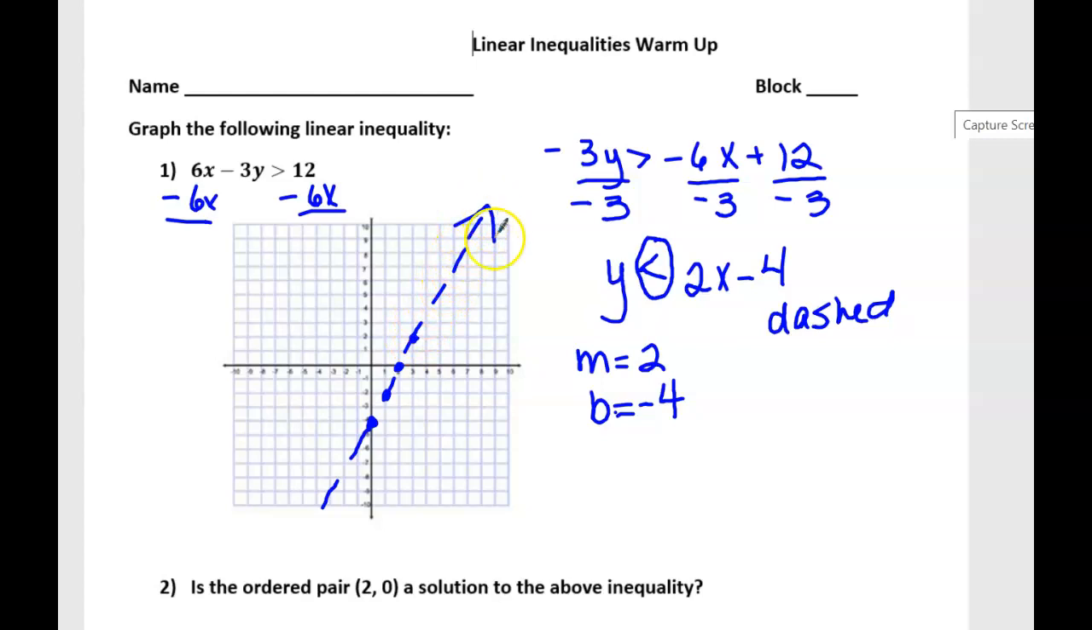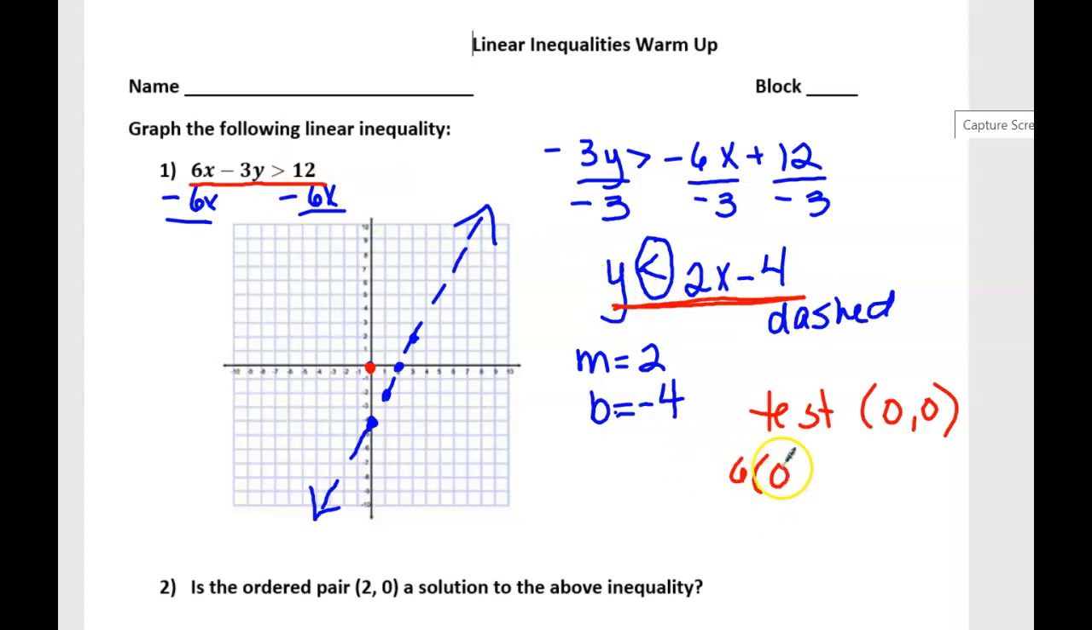And now we've got to figure out what side of the line to shade. So we're going to use a test point. The test point that I'm going to use is 0, 0. So let's put in the test point of 0, 0, and we plug it in. We can plug it into either inequality since they are equivalent. So I'm going to go back to the original and say 6 times 0 minus 3 times 0, is that greater than 12? We end up with 0 is greater than 12, but it is not greater than 12, so we're going to actually shade this other side here. So it's going to look like this.